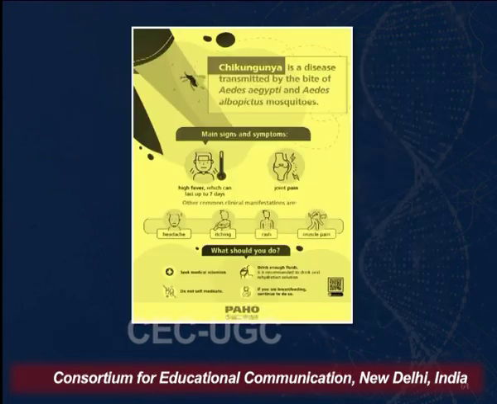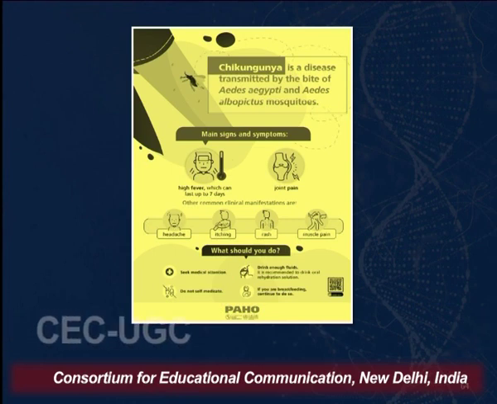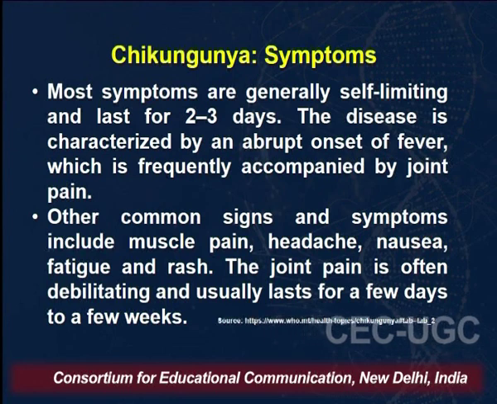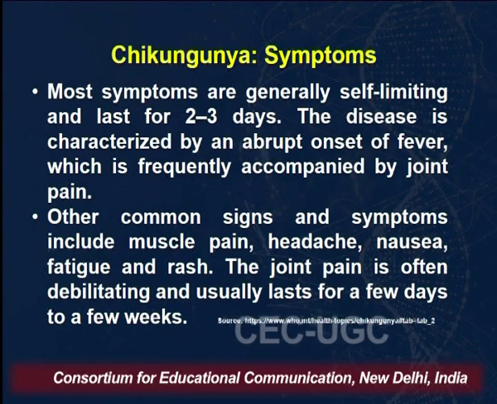Now, there are various symptoms which have been recognized with chikungunya, but many a time they are confused with the symptoms of dengue infection, because most of the symptoms are overlapping, which include fever, pain in the joints, loss of appetite, and weakness. Some of the chikungunya symptoms are shown here, which include muscle pain, headache, nausea, fatigue, rashes, and joint pain, which often is present and usually lasts for a few days to a few weeks.